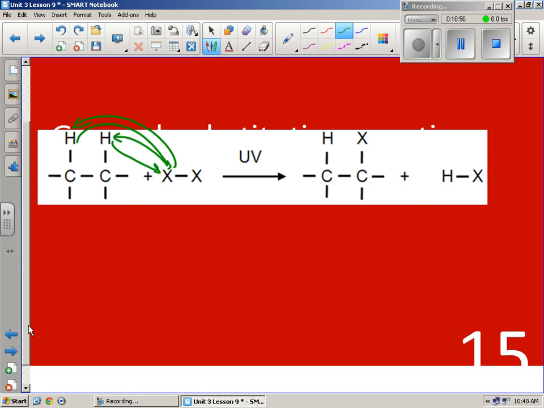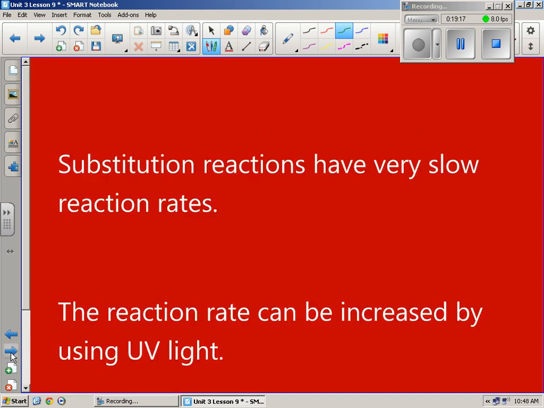To help speed up substitution reactions, we use a source of UV light, ultraviolet light. That is your catalyst in this particular reaction. So when you see UV light, or the presence of ultraviolet light, you probably will have a pretty good idea that it's substitution, because that's the only one that uses it. Substitution reactions have very slow reaction rates. The reaction rate can be increased by using ultraviolet light.